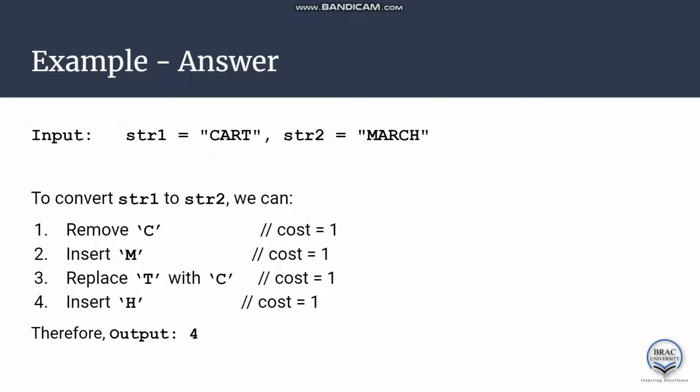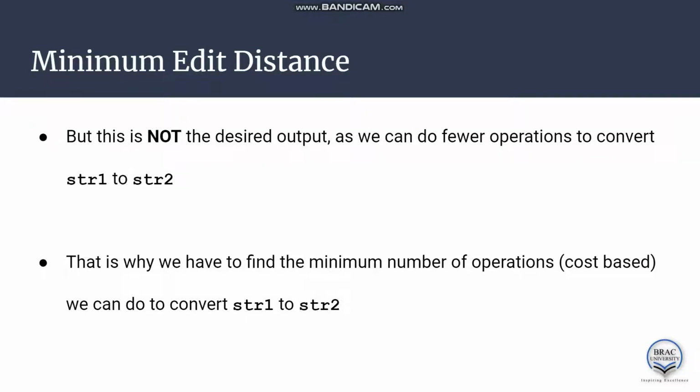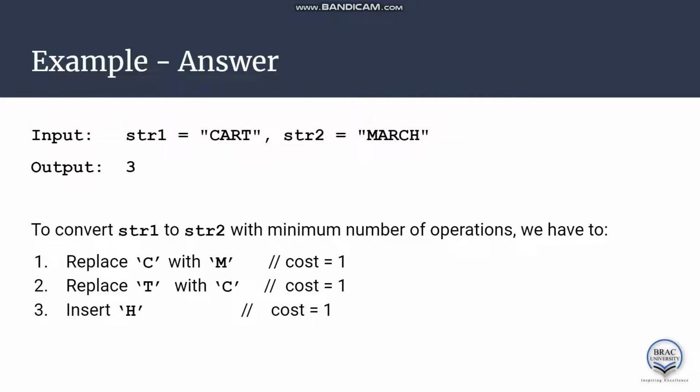In our first answer, we see that we have to change card to March. We can at first remove C, then insert M, then replace T with C, and then insert H. We have a cost of 4. However, this is not the desired output as it is not the minimum number of edits. Hence, we have to find the minimum number of edits based on the cost.